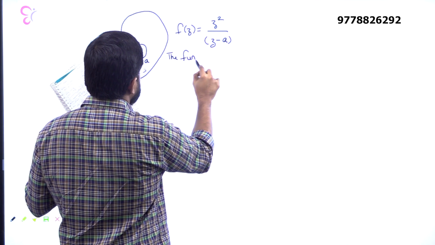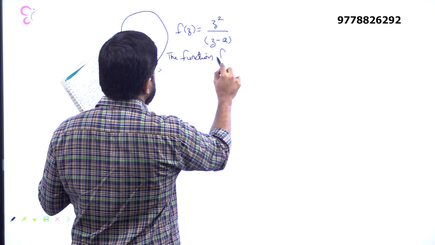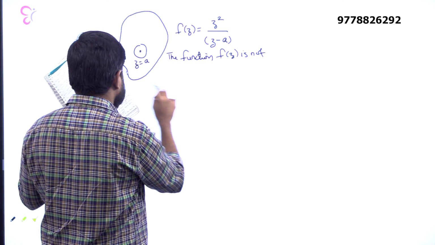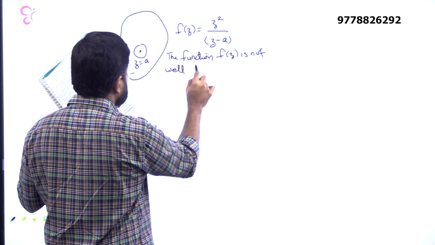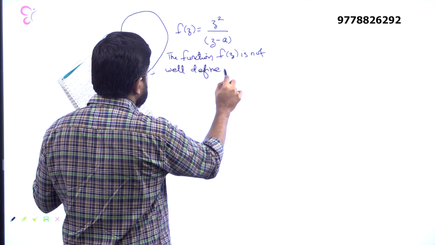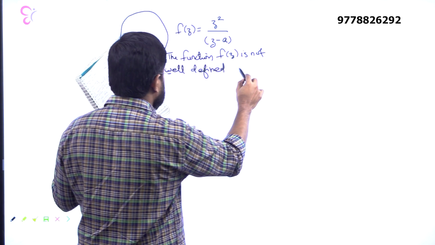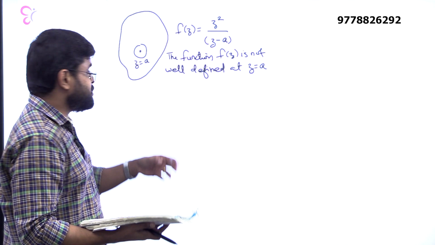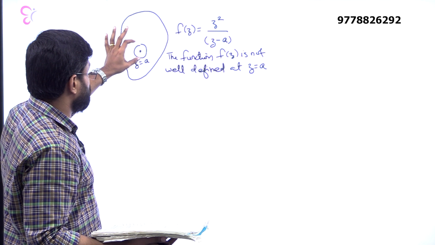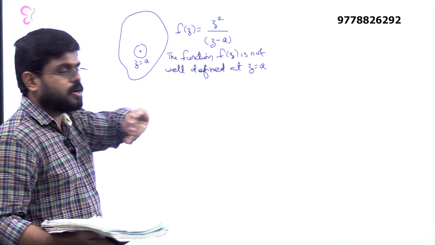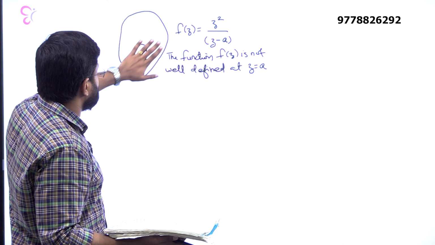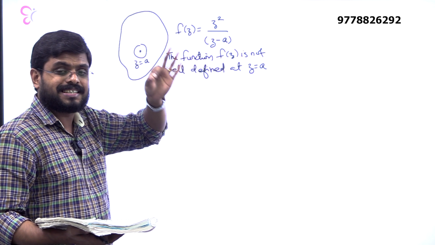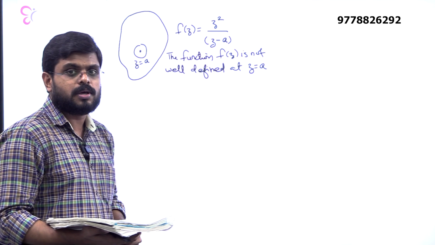The function f of z is not well defined at the point z equal to a. So z equal to a is a particular point at which the function f of z is not well defined, and in all other portions inside the contour the function is well defined, except at the particular point z equal to a.